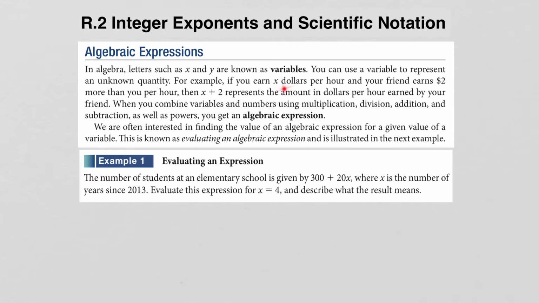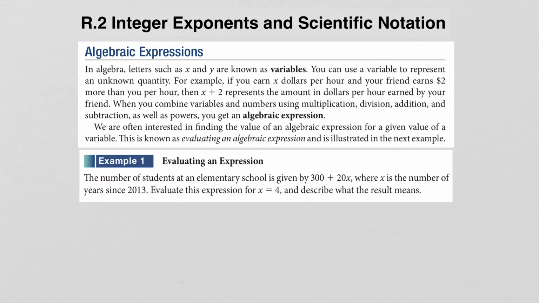For example, if you earn x dollars per hour and your friend earns $2 more than you per hour, then x plus 2 represents the amount in dollars per hour earned by your friend. When you combine variables and numbers using multiplication, division, addition, and subtraction, as well as powers, you get algebraic expressions. So we are often interested in finding the value of an algebraic expression for a given value of a variable. And this is called evaluating an algebraic expression.